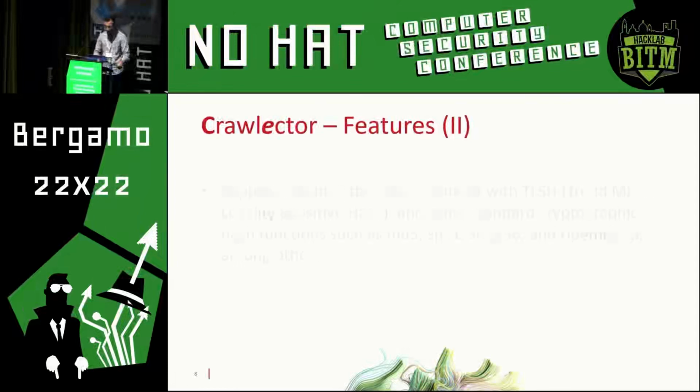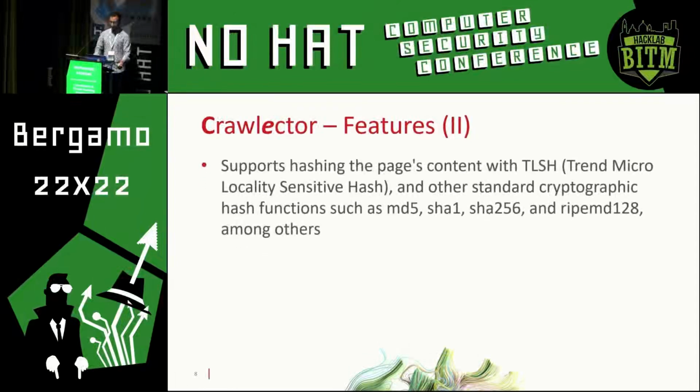More on the features. There are multiple fuzzy hashing algorithms, and one of them is TLSH, which is developed by Trend Micro. And of course, you have other standard cryptographic hashing, such as MD5, SHA, SHA-256, RIPEMD, among others. So you might think that this is just as simple as hashing the body of the page you're requesting. So what's the point of that? You will see later on how important this feature is. It's so simple to implement, but it will prove its worthiness later on.